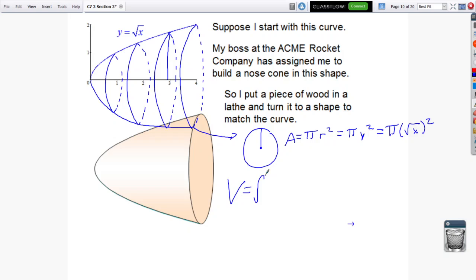So now I can figure out that the volume of my nose cone is going to be the integral of the area times the thickness. So the area would be pi... Oh, I don't like this redundancy. You guys know that I hate redundancy. Square root squared. That's just going to be pi x dx.